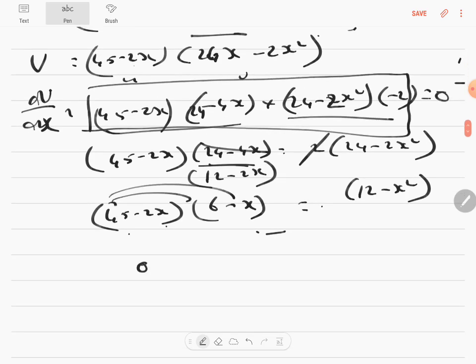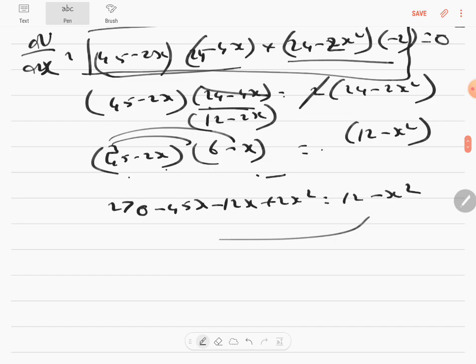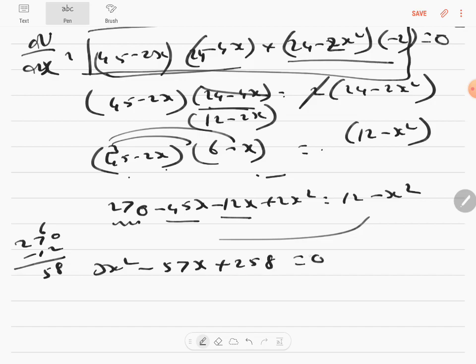6 5s are 30, 6 4s are 24, 270 minus 45x minus 12x plus 2x square is equal to 12x minus x square. Bring everything to the left side. It will become 3x square and a 45 and this will become minus 57x. And the 12 comes this side, it's 270 minus 12, 258. Plus 258 is equal to 0.